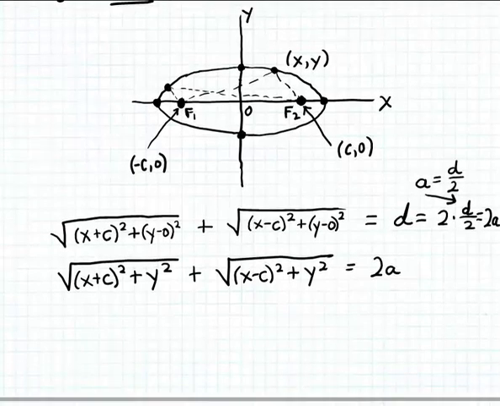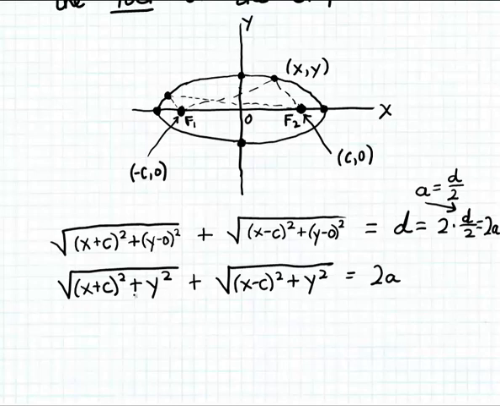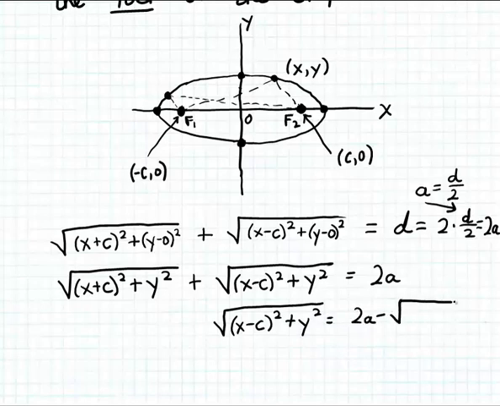Now, to simplify this equation I want to get rid of the square roots, so I want to ultimately end up with an equation that doesn't have any square root symbols in it. That means I'm going to have to square both sides of the equation. To make that process more efficient, first I need to isolate one of the radicals on one side of the equation. So I'm going to subtract the square root of x plus c squared plus y squared from both sides before I square both sides. I'm going to end up with the square root of x minus c squared plus y squared equal to 2a minus the square root of x plus c squared plus y squared.